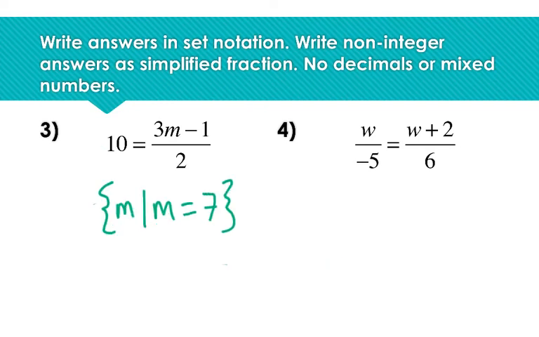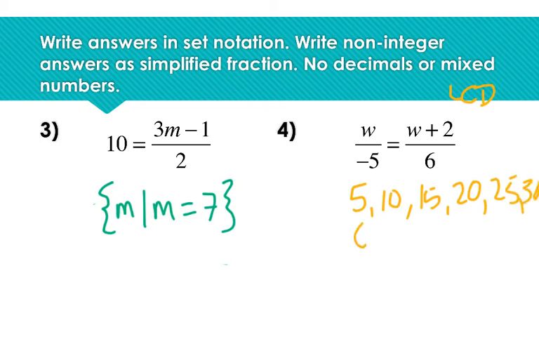On number 4, we have w over negative 5 equals w plus 2 over 6. Now we have to look for that least common denominator. And so we could count by 5s and 6s. So 5, 10, 15, 20, 25, 30. I ran out of space, so I'll stop there. Then we go 6, 12, 18, 24, and 30.